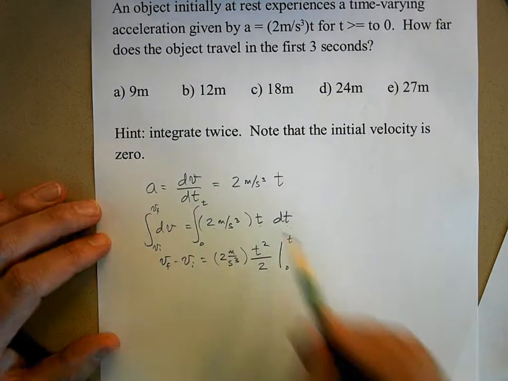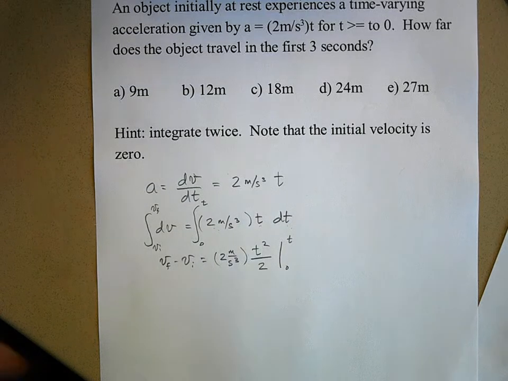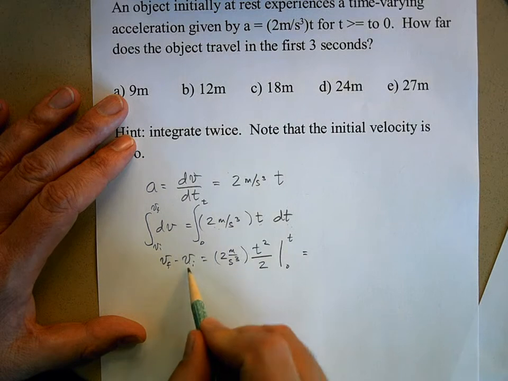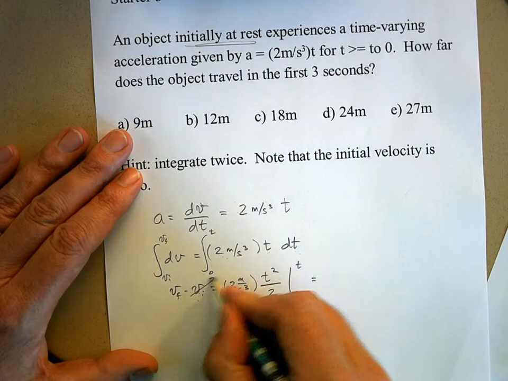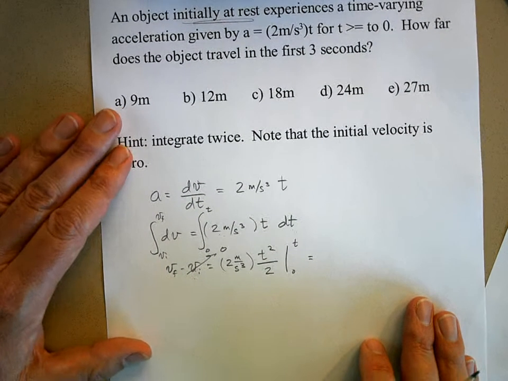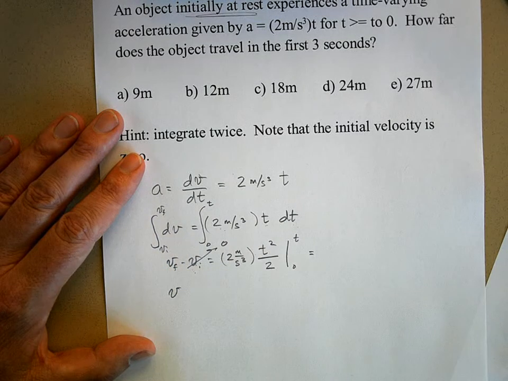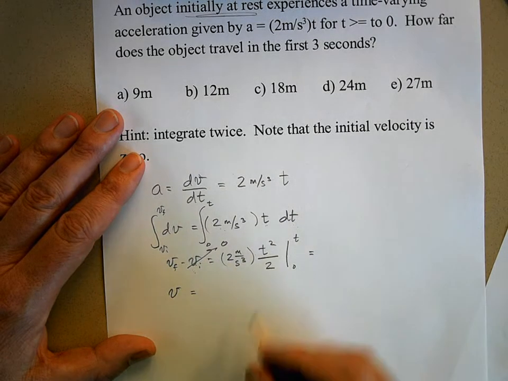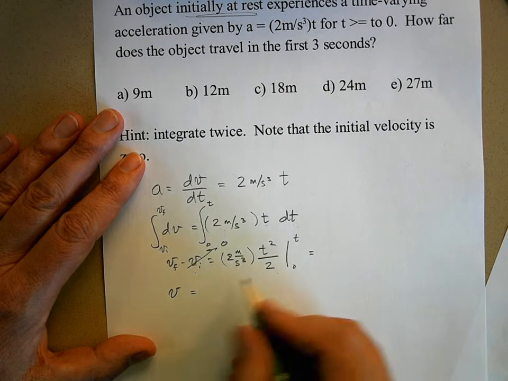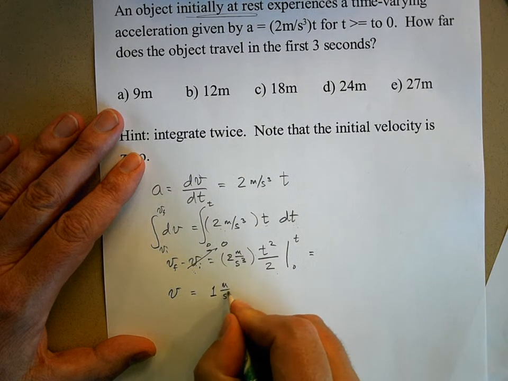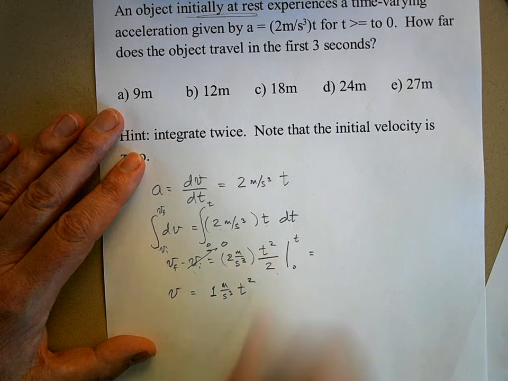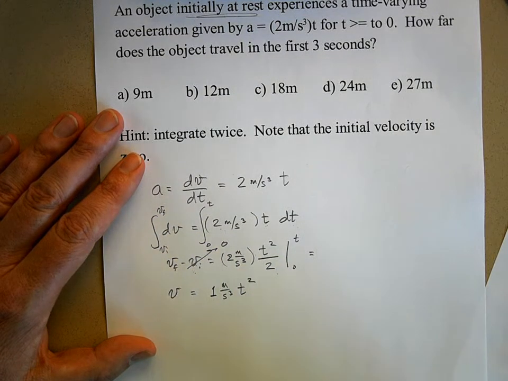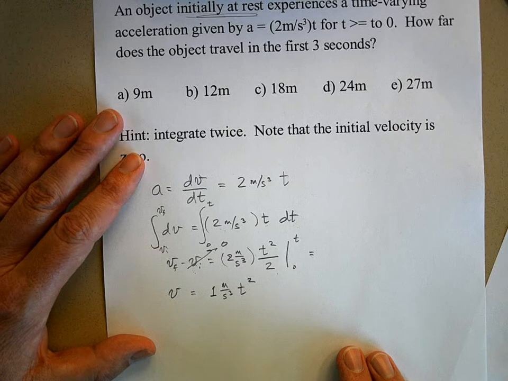That is, you want this dt to be a delta t. But what's our t initial? 0. So when you plug it in, the whole thing is 0. Now, what's true about v initial? It starts from rest, initially at rest, so that means this thing is 0. This gives me an equation for the final velocity, and I'll just leave it as v instead of v final, as a function of time. The 2 cancels with the 2, and you get 1 m/s³ times t squared. That's our function for velocity as a function of time.